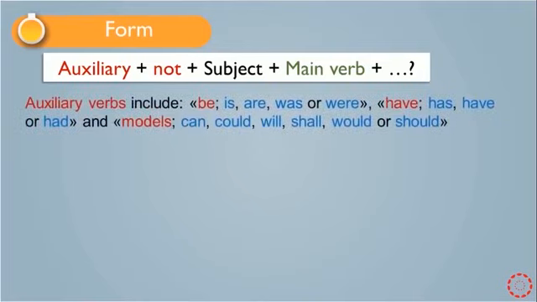What do you mean by auxiliary verbs? Auxiliary verbs include verb to be, which is is, are, was or were, and also verb to have, which is has, have, and had. And also we have modals as auxiliary verbs, which are can, could, will, shall, would, should.